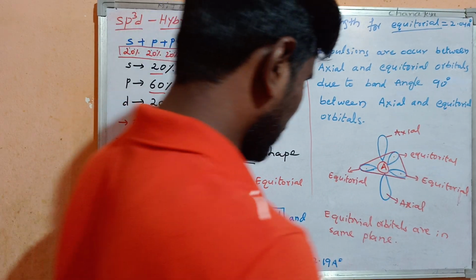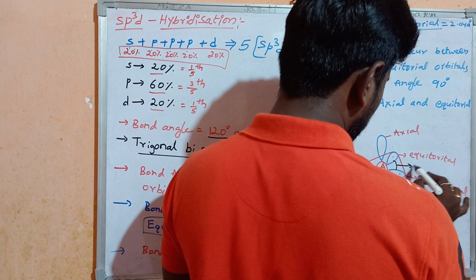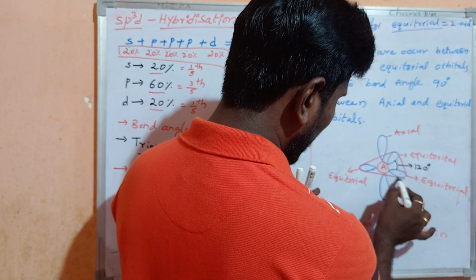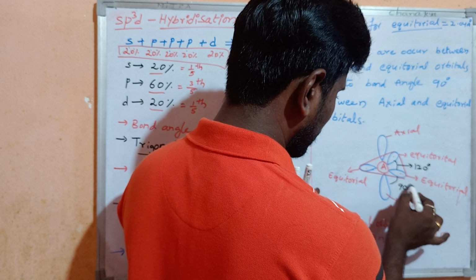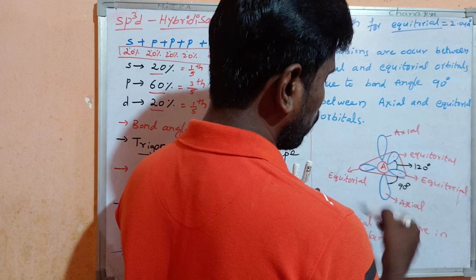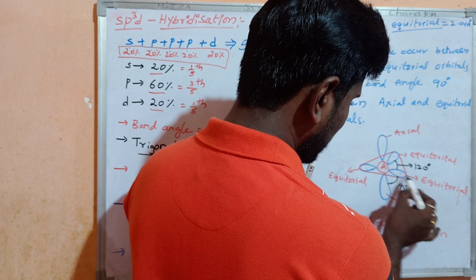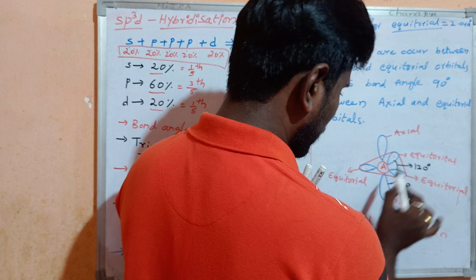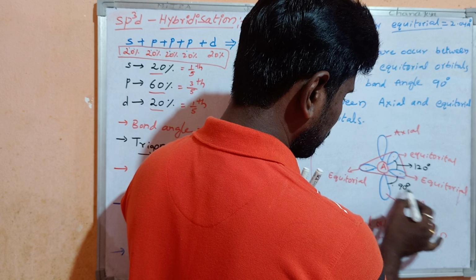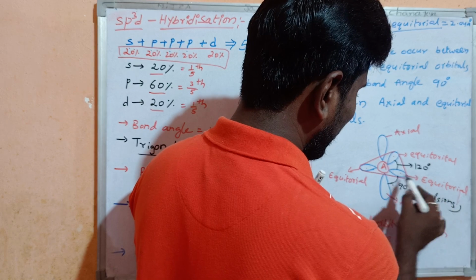Okay. The bond angle between two equatorial orbitals is 120 degrees. The bond angle between one equatorial and one axial is 90 degrees. Due to this smaller bond angle, more repulsions are produced between equatorial and axial orbitals.